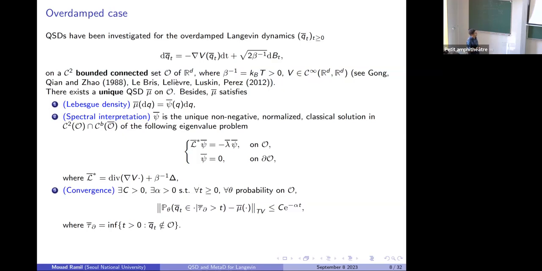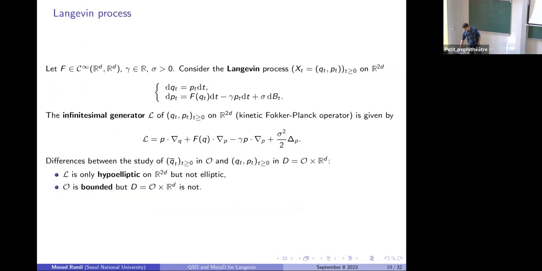You also have the fact that the law of the process conditioned to stay inside the domain converges exponentially fast to the QSD. So we want to be able to propagate this kind of result to the process I introduced in the beginning, which is the Langevin process studied a lot in material science. And namely, in our work, we consider more general Langevin processes, so a force which does not necessarily write as the gradient of a potential, and gamma can be 0 or negative.